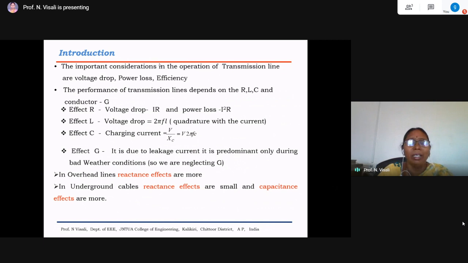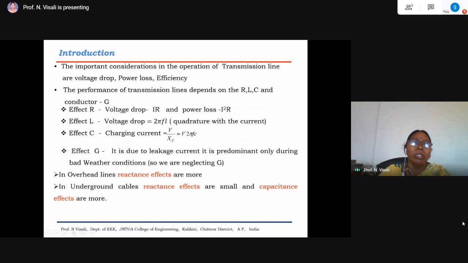So what is the performance of the transmission line? These three values again depend upon the parameters of the transmission line. I already gave those parameters: resistance, inductance, capacitance, and conductance. So what is the effect of the resistance? No doubt, one is the voltage drop and the other is the power loss. Voltage drop is nothing but I into R, power loss is nothing but I squared R.